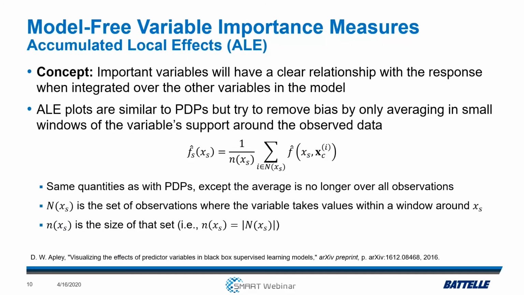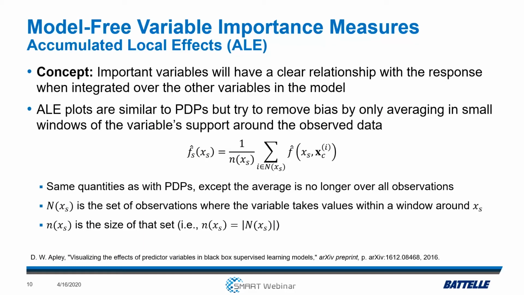The idea here is that you want to just integrate over a small window of that input space around the value of the variable of interest that you're looking at. So now instead of this sum going over all the observations in your data set, you're just going to go over the subset of observations where the variable you're looking at has a value that's pretty close to the one that you're fixing at. So you're basically doing a partial dependence plot, but within a small region of your data set rather than over the whole data set.